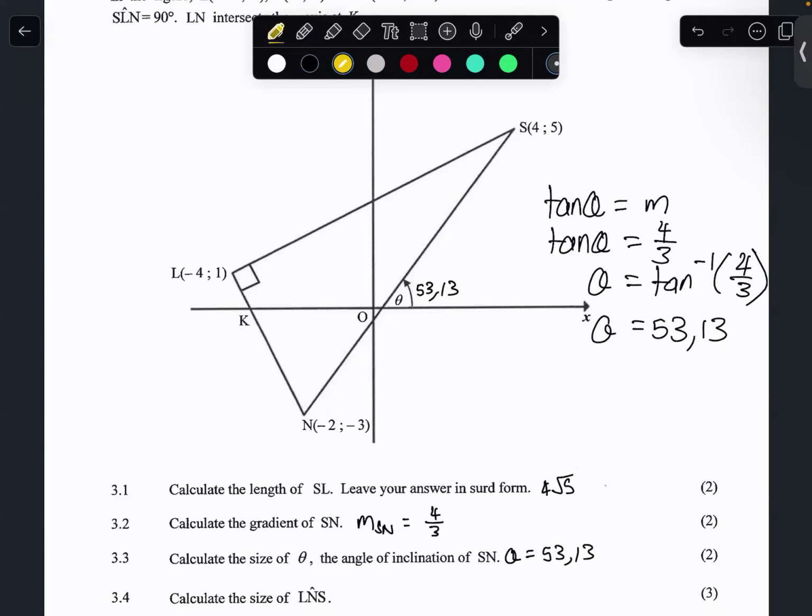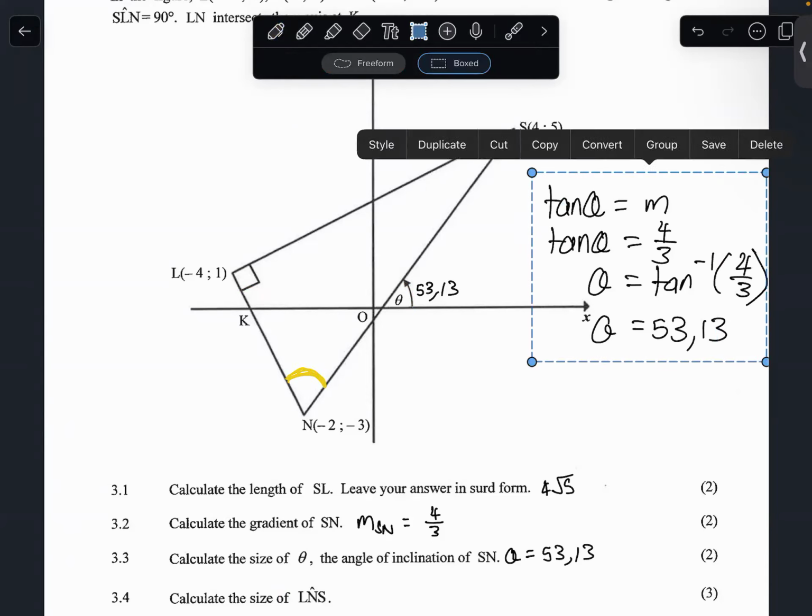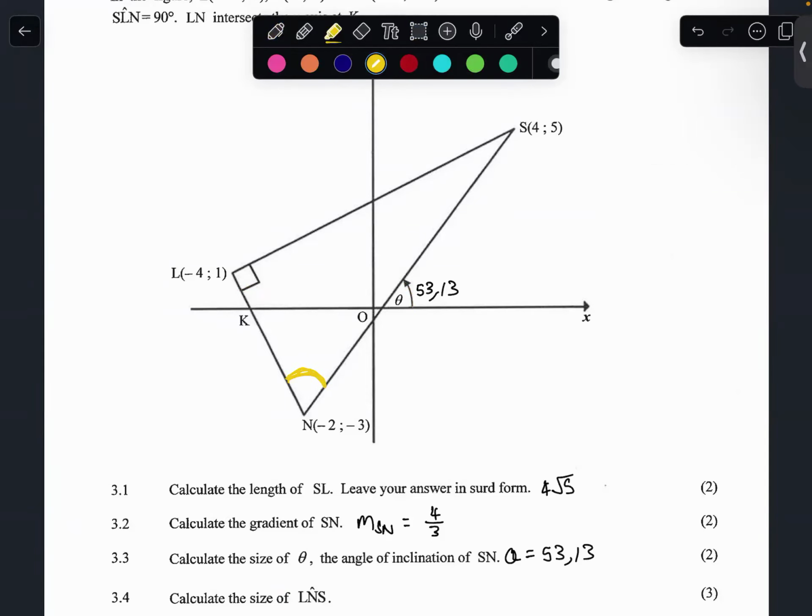I said if they're asking you for a random angle that is not an angle of inclination, an angle of inclination lies on the right-hand side of a diagonal line on the x-axis. These are angles of inclination, right? These yellow ones. Now, if they're asking you for a random angle like this one, LNS, then what we do is we arc the angle we want. That's step 1. Extend the 2 arms that form the angle we want to cut the x-axis.